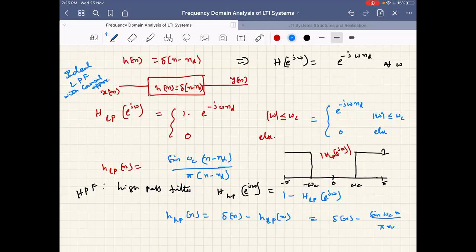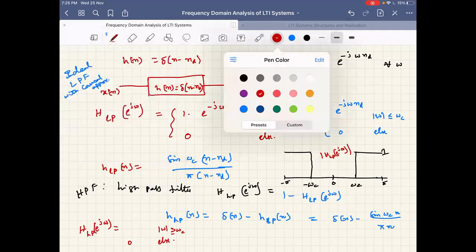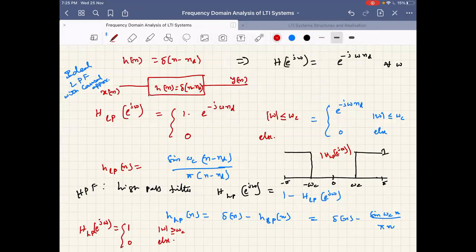Okay, so when we have the delay, the same delay will occur even here. So it is defined as the high pass filter. If you want to define it explicitly, we define h high pass e power j omega as e power j omega nd for mod omega greater than omega c, 0 else. Okay, if there is no phase delay, then this is 1. This is how we define the high pass filter.